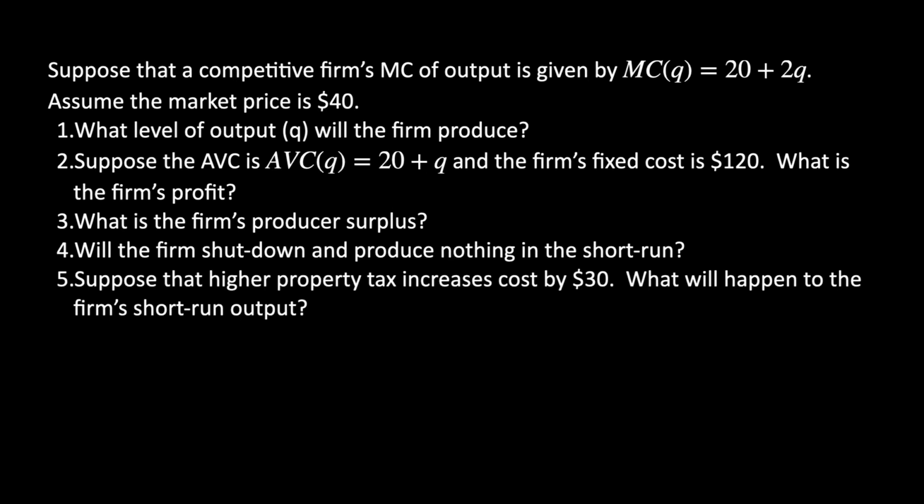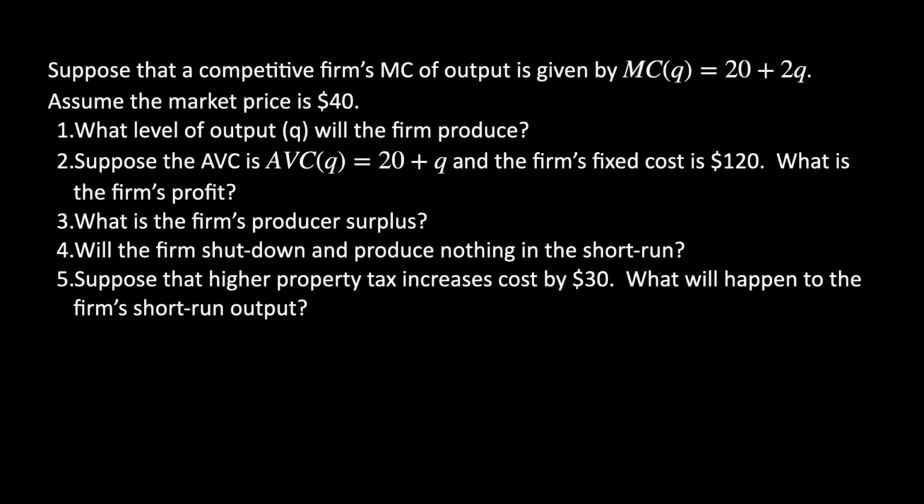Suppose that higher property tax increases cost by $30. What will happen to the firm's short-run output? Recall that we determine the short-run output by setting price equal to marginal cost. Since price and marginal cost have not changed, the profit maximizing output has not changed.